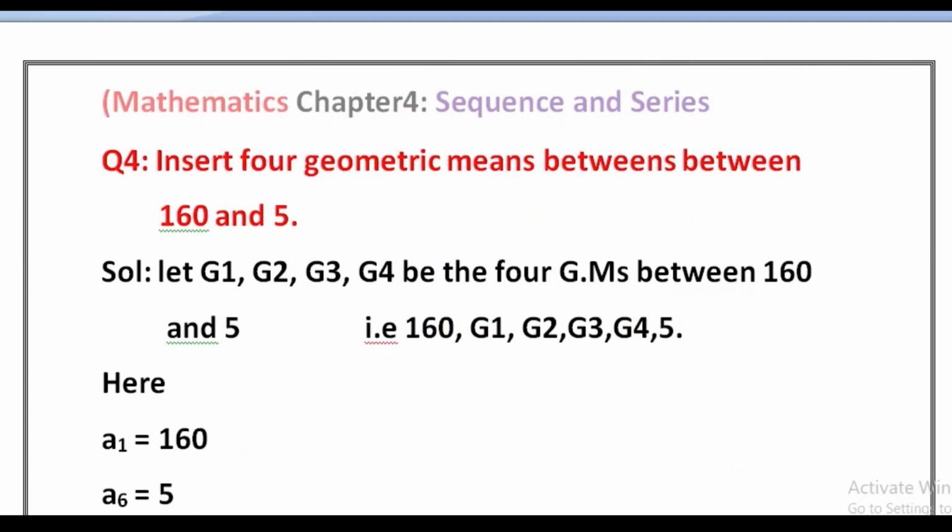In this lecture I will solve exercise number 4.6, question number 4, that is most important from the paper's point of view. So let's start. Insert 4 geometric means between 160 and 5. Let G1, G2, G3, G4 be the 4 geometric means between 160 and 5, that is 160 first term, second term G1, third term G2, fourth term G3, fifth term G4.